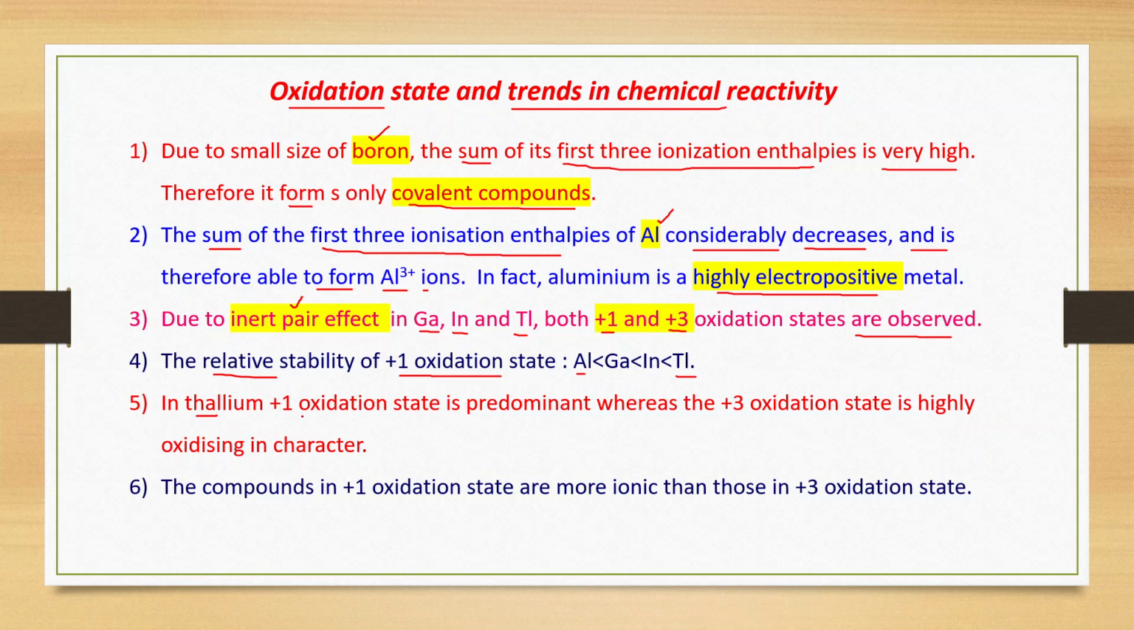In thallium, the +1 oxidation state is predominant, whereas the +3 oxidation state is highly oxidizing in character. It means Tl3+ will easily convert into Tl+. So Tl3+ is oxidizing in nature. The compounds in the +1 oxidation state are more ionic than those in the +3 oxidation state.